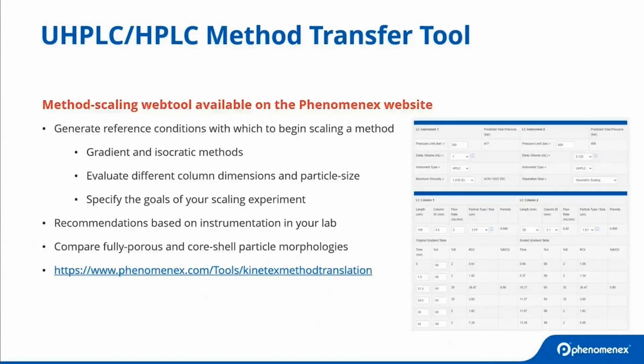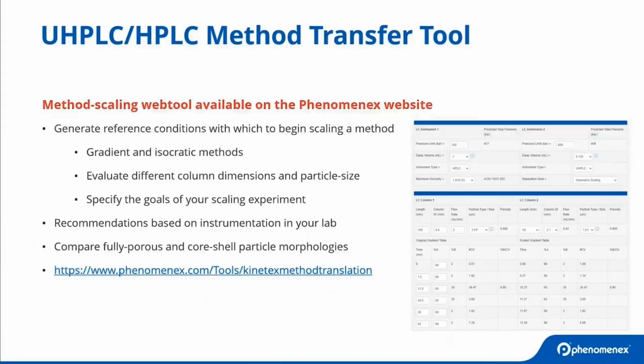If you need a reference when first approaching method scaling, we do have a fantastic web tool through our website that can guide you along. Just be mindful of whether you're working with a gradient or an isocratic method. It can address both, but this will also give you an opportunity to not only evaluate different column dimensions, but actually pivot between fully porous and core shell particles.